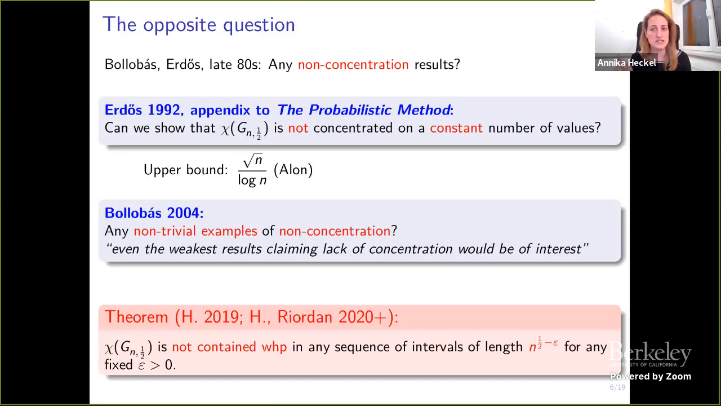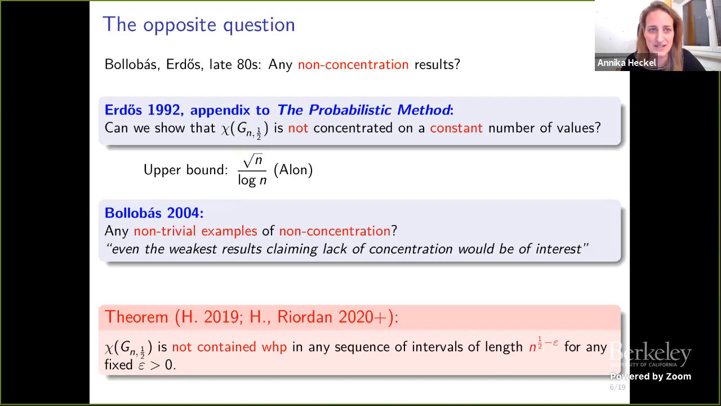But what we show is that there are some values n where the chromatic number is not contained in an interval of length n to the 1/2 minus epsilon. And it's a feature of the method that we don't know what these n are. So we can only say there are some n, we don't know what they are. We don't know if it's true for n equals 1,000,000 or not. Okay, so that's the plan. I want to talk about the proof of this result for a bit, and then at the end, show you what our conjecture is on what the truth is.